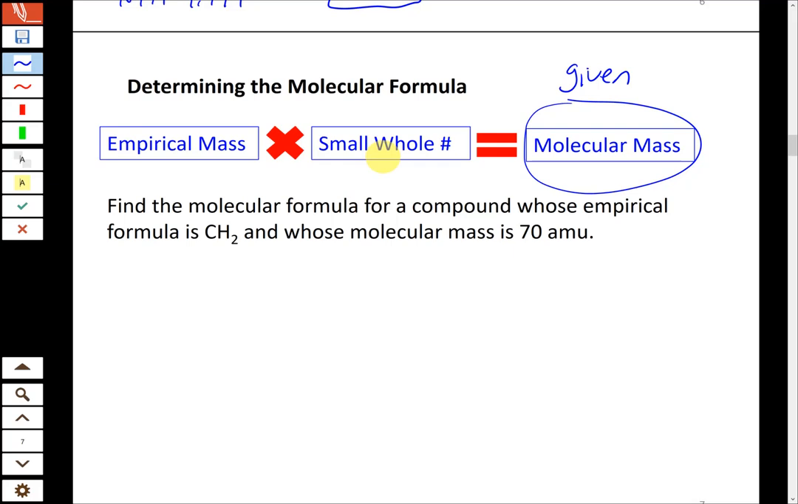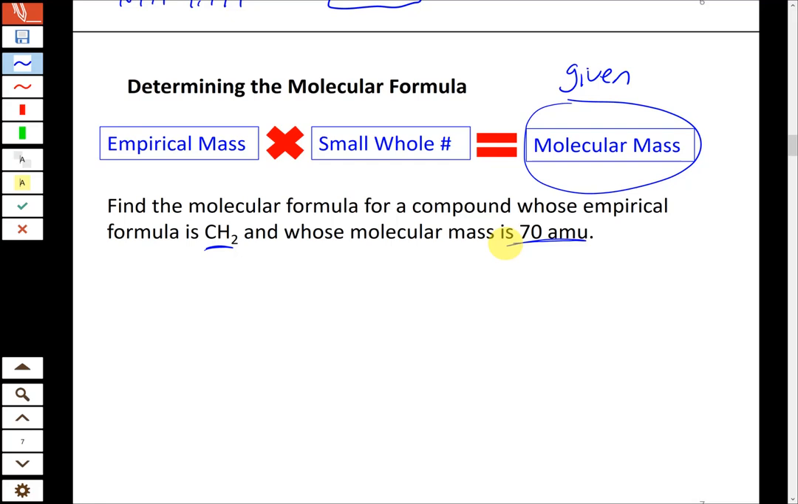So again, this is best learned with an example. Let's say we found an empirical formula of CH2, and being in the oil and gas capital of the United States, there's hundreds, if not thousands, of petroleum compounds that have the empirical formula CH2. So there are many compounds with that empirical formula. But we're telling you here that the molecular mass is 70 grams per mole, or AMU, whatever unit you prefer. So we want to figure out the molecular formula with those two pieces of information.